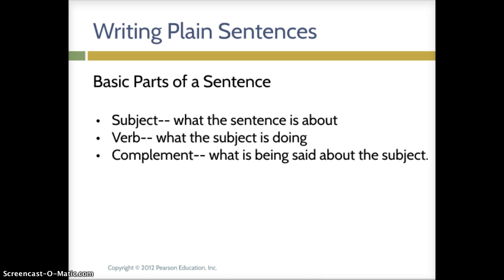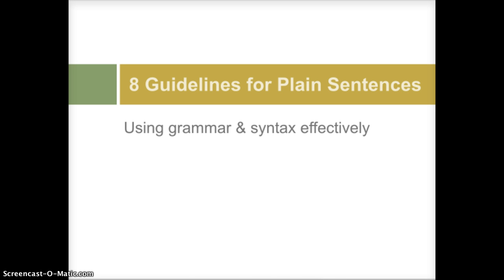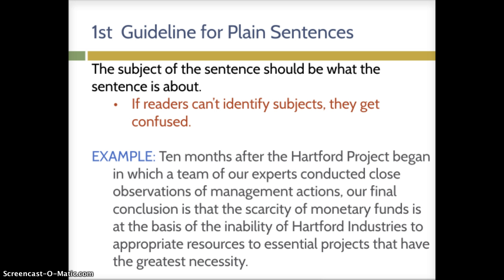Writing plain sentences. Before we begin writing plain sentences and talking about the difference between plain and persuasive style, we have to remind ourselves of the basic parts of the sentence. Every sentence needs a subject, a verb, and usually a complement. Remember, the subject is what the sentence is about, the verb is what the subject is doing, and the complement is what is being said about the subject. So let's start with 8 guidelines for plain sentences using grammar and syntax effectively and see how we can arrange sentences to create a plain style.